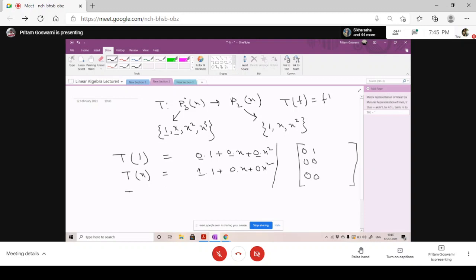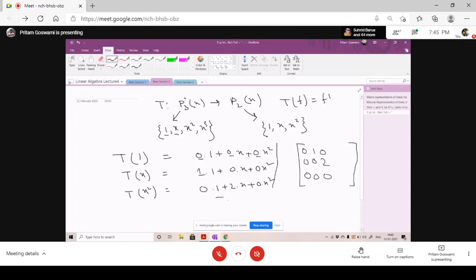Now say T of x square. What will it be? It is 2x. So 0 into 1 plus 2 into x plus 0 into x square. So 0, 2, 0, right? The order is important. That's why we have taken the ordered basis.